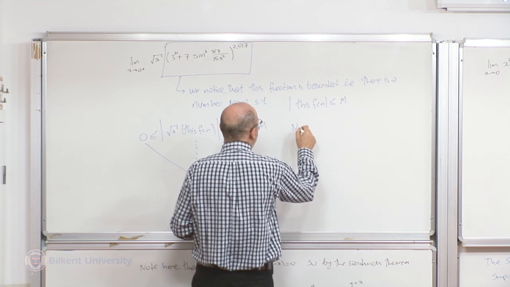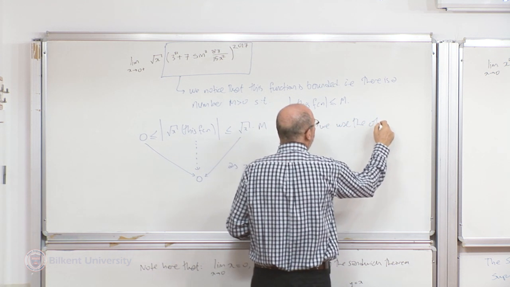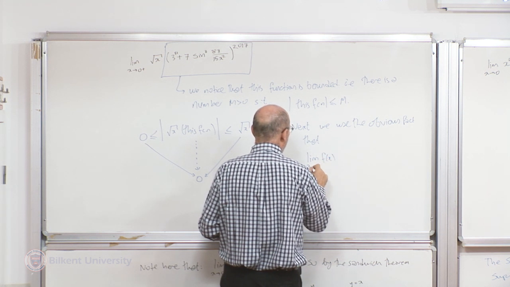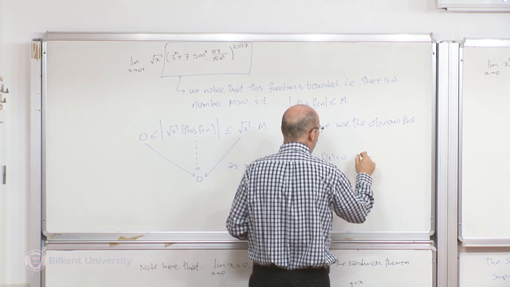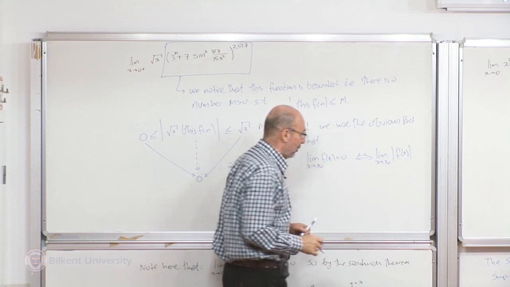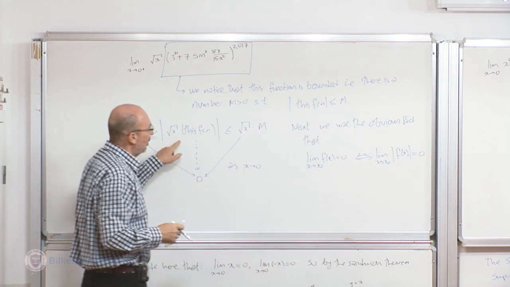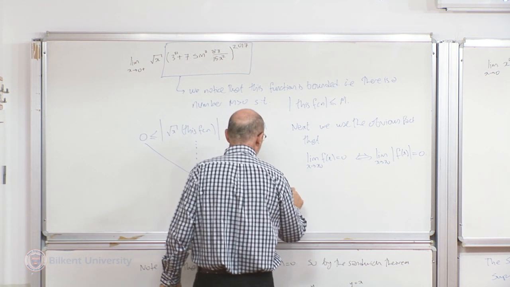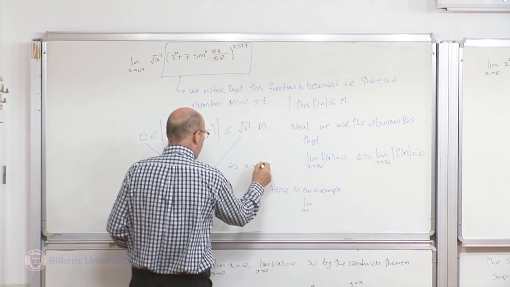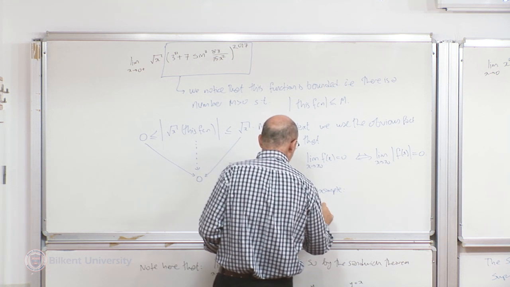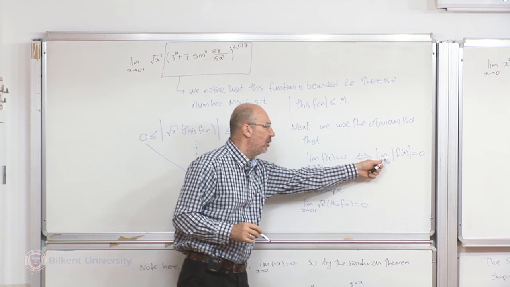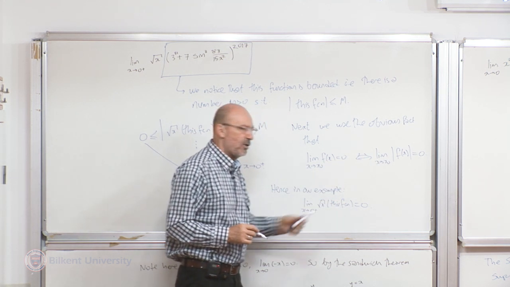Next, we use the obvious fact that the limit of f of x as x goes to something is 0 if and only if the limit as x goes to x sub 0 of the absolute value of f of x is 0. Both sides are the same. So hence, in our example, the limit as x goes to 0 from the right of the square root of x times this function is equal to 0. I use this because I proved it. I calculated this part, which says that the limit of this must be 0, and this is 0.